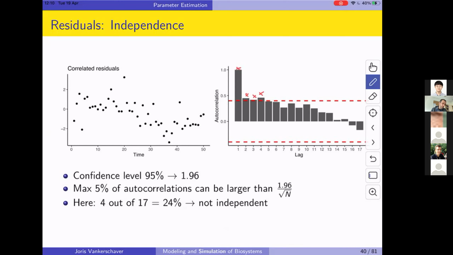In R, you can easily compute the autocorrelations with the ACF command, so that's also worth knowing. You give it the vector of residuals, and it will give you either this plot or the raw data. Okay.